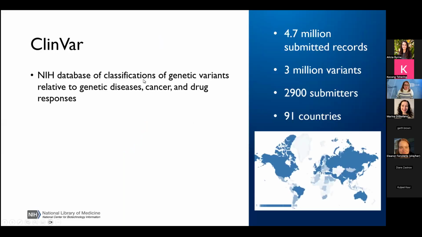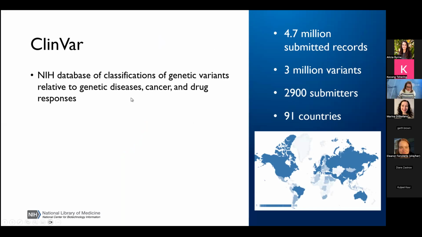And let's just give a little bit of background here before we really get into it. So many of you are familiar with ClinVar, but it is the NIH database of classifications of genetic variants relative to genetic disease, cancer, and drug responses. The database today has more than 4.7 million submitted records for more than 3 million variants that have come to the database from more than 2,900 submitters across the world.